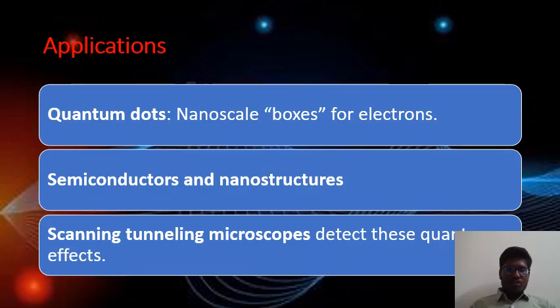Let us see the applications of the particle in a one-dimensional well: quantum dots, semiconductors, and scanning tunneling microscopes. Let us see quantum dots. Quantum dots are nanoscale boxes which are used for electrons in semiconductors and nanostructures. The last application is scanning tunneling microscopes, which detect quantum effects.